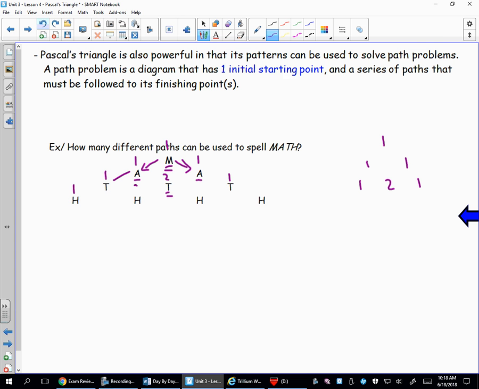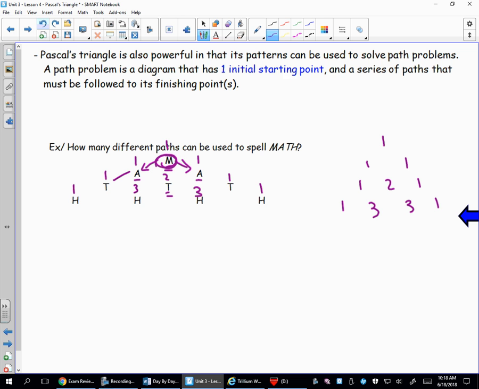There are 3 ways to get to this H. I could go M-A-T-H or M-A-T-H or M-A-T-H. There are 3 ways. But again, think about Pascal's triangle. It looks suspiciously familiar. 1, 3, 3, 1.